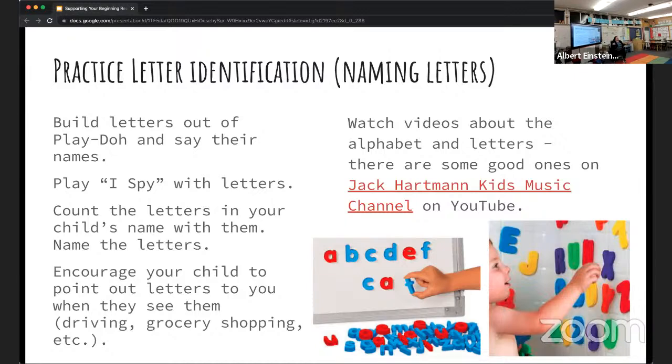This is something that's really exciting when your child starts to learn letters. They start pointing them out to you when you're driving down the street. They're like, there's an A, there's a B. And it's kind of exciting because you're like, you're right, good job.